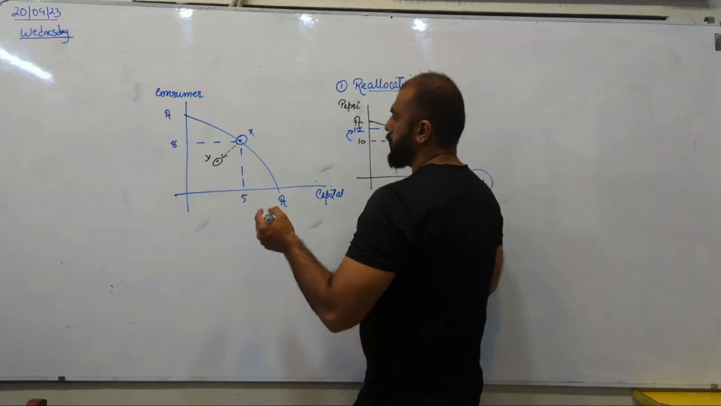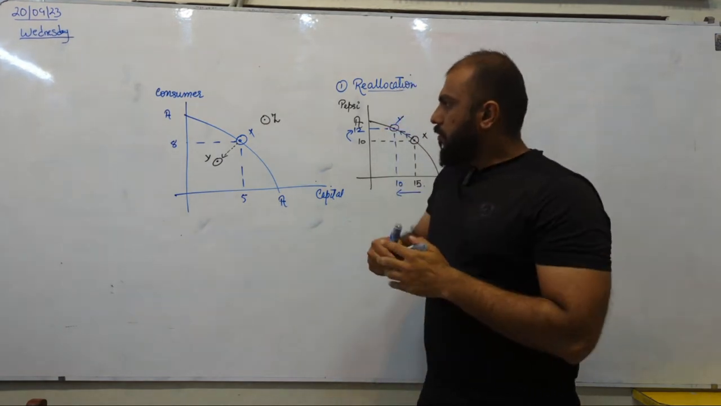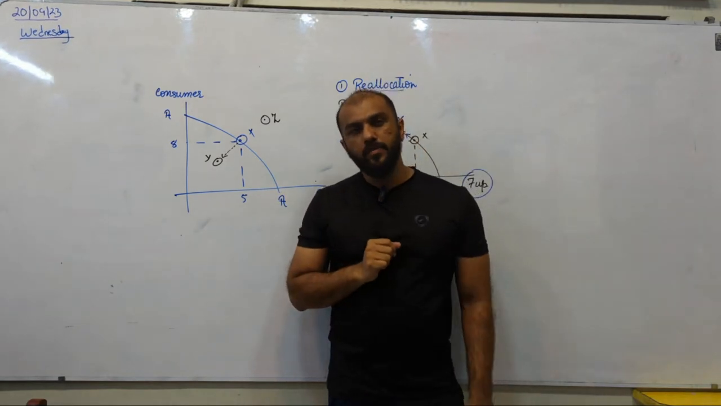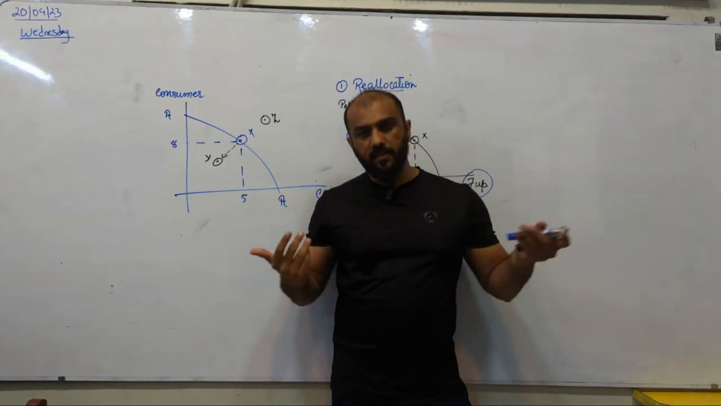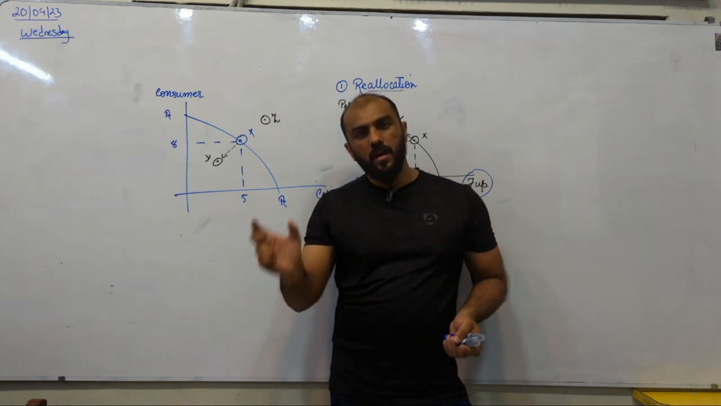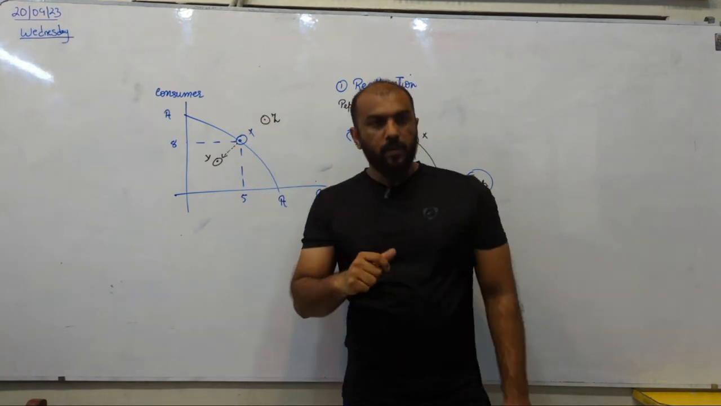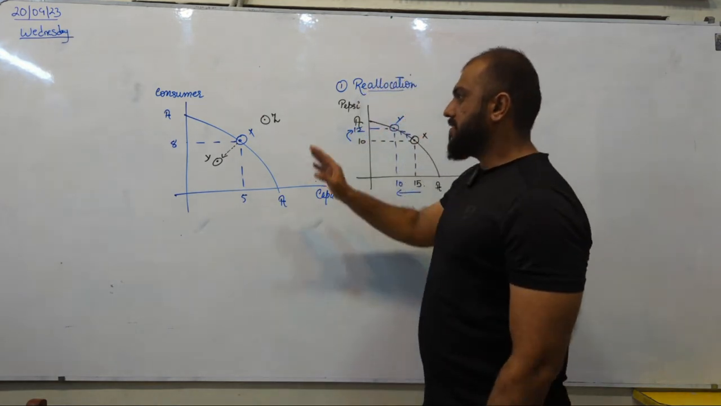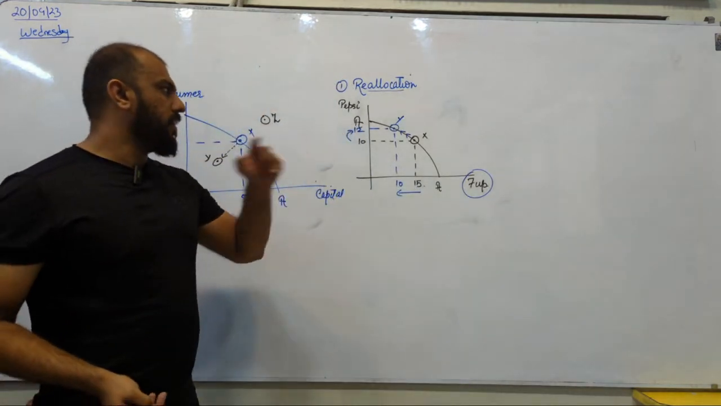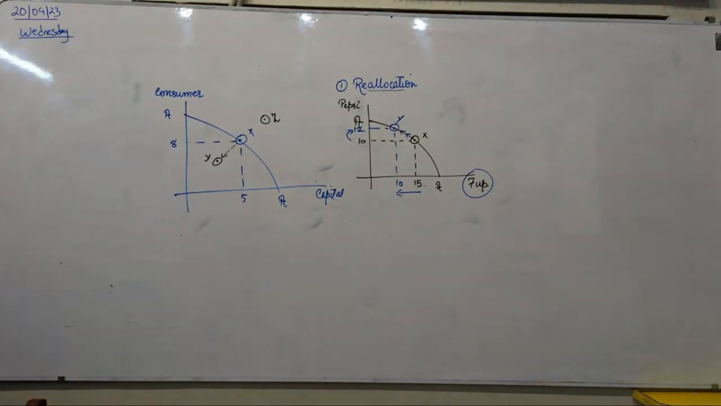And if we want to show scarcity, we would show it at a point outside the PPC. Now, this combination is not producible. Why is this not producible? Because we do not have enough resources. Not having enough resources is scarcity. Unlimited needs and wants, limited resources. So we want to produce at this point, but we do not have enough resources. So this is the unemployment and scarcity graph. And this is a graph for reallocation. So if you want, you can pause the video and copy it.